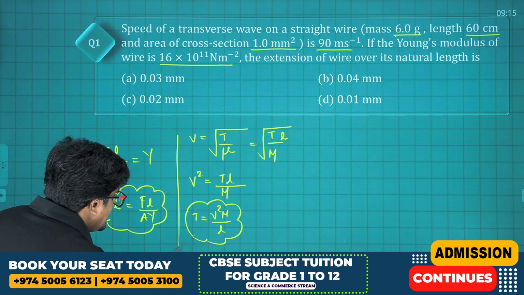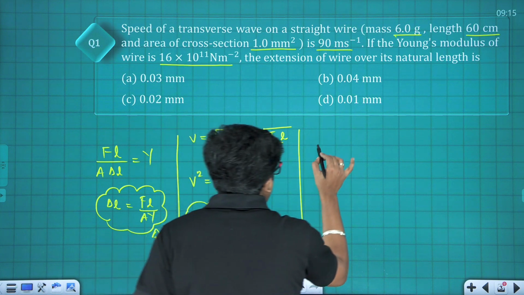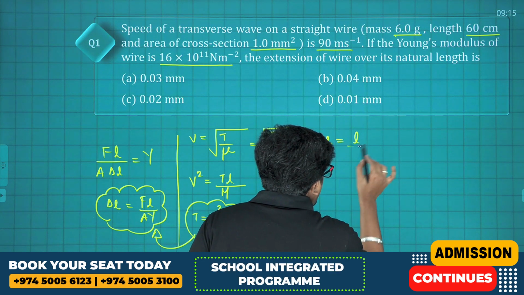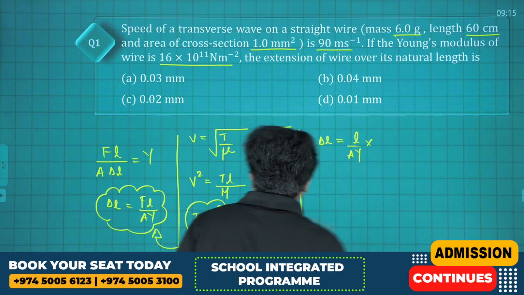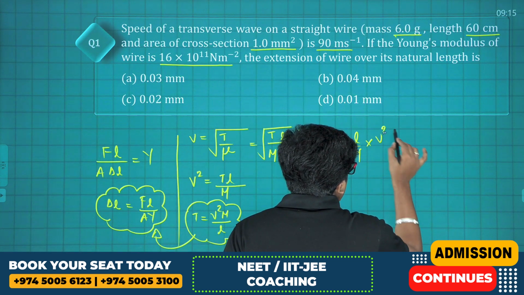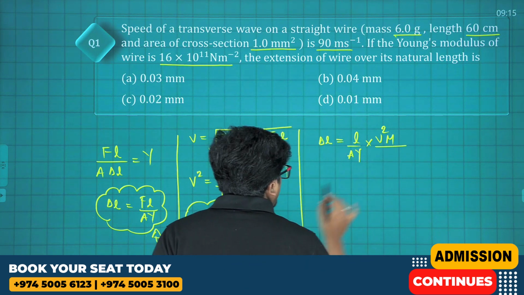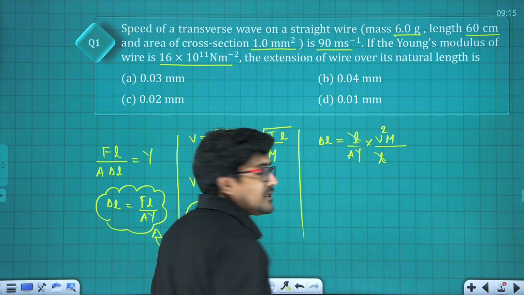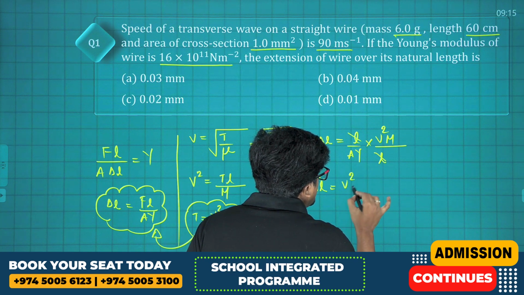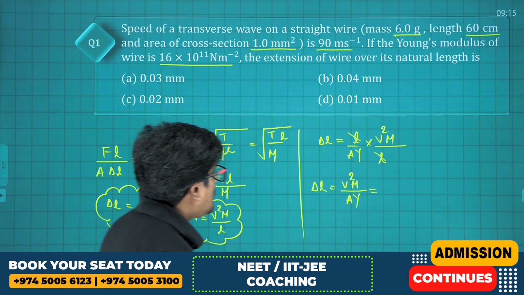Now let me substitute this value here. T is equal to force F. So delta L is now equal to L upon A into Y, multiplied by, instead of F, I can put V square into capital M all divided by L. So L and L will cancel. Now we have got the elongation delta L, that is equal to V square into capital M all divided by A into Y.